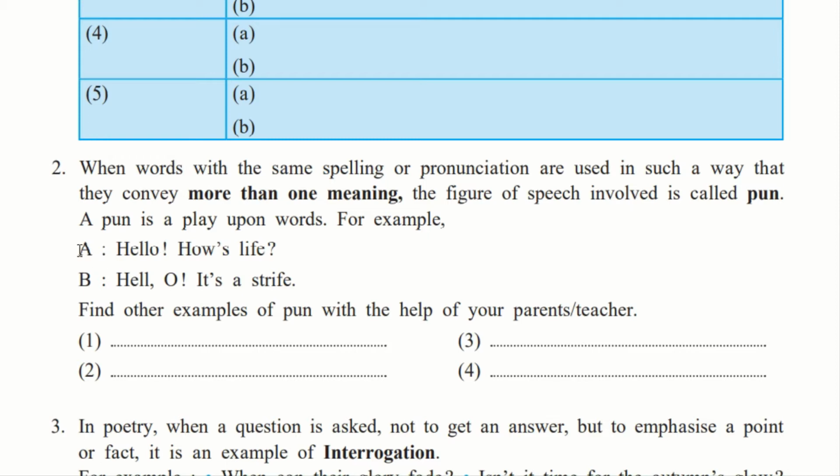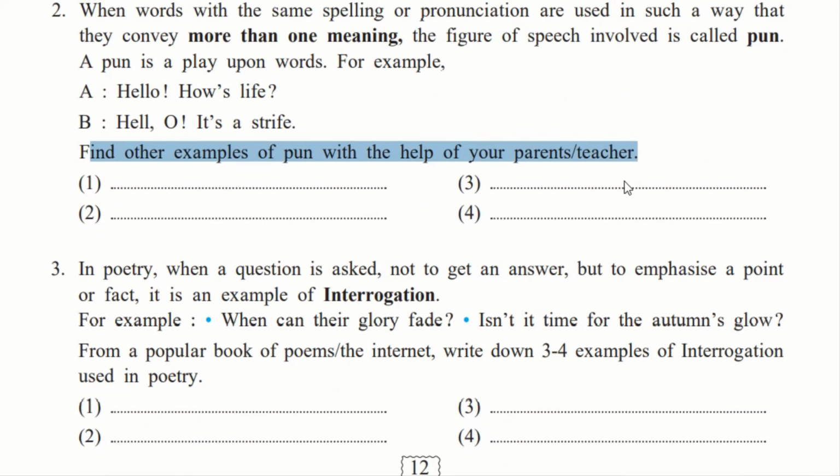For example, a person A says, "Hello, how's life?" B replies, "Hell, oh, it's a strive." So here the word hello and hello, they both are spelled the same, and if you listen carefully, they may be pronounced also the same, they may sound the same, but here they differ in the meaning totally. One is saying hello and the other is saying hell, oh, 2 words. So find other examples of pun. With the help of your parents or teachers, you could also make use of the internet, and you can jot down the 4 examples here.